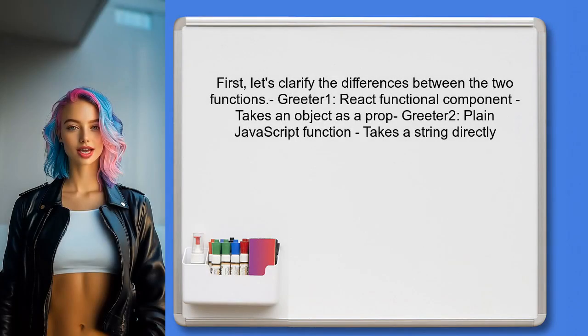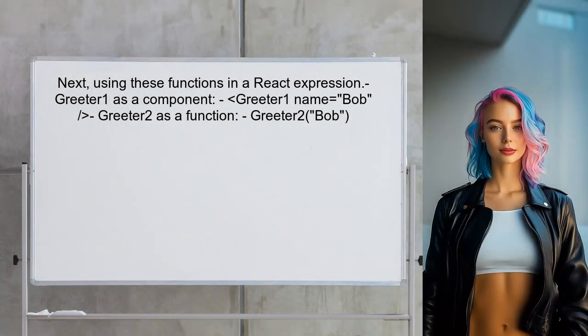First, let's clarify the differences between the two functions. The user has defined a React functional component, greeter1, which takes an object as a prop. In contrast, greeter2 is a plain JavaScript function that takes a string directly. Next, when using these functions within a React expression, the user can call them in different ways. The user should note that greeter1 can be used as a component, while greeter2 is called like a regular function.